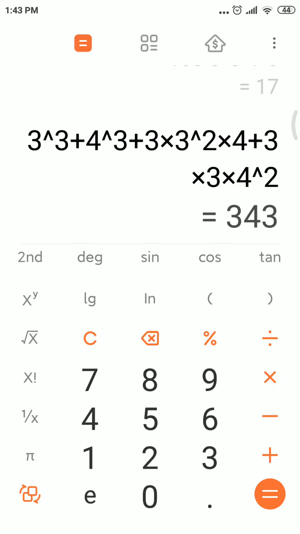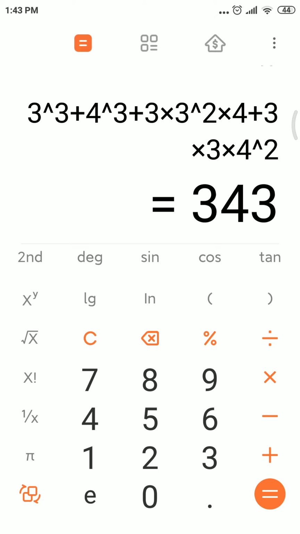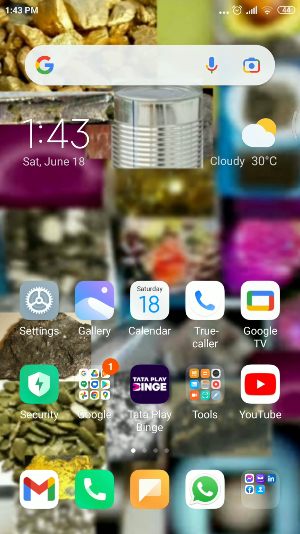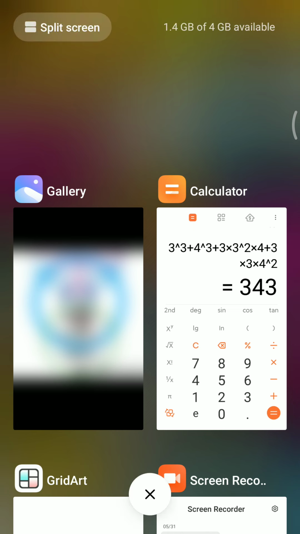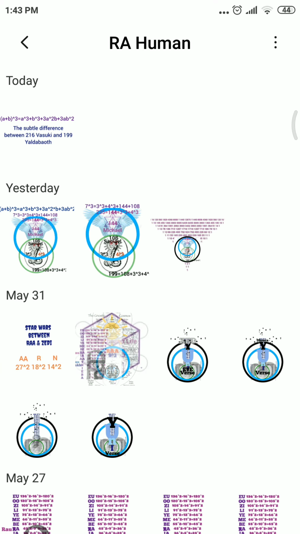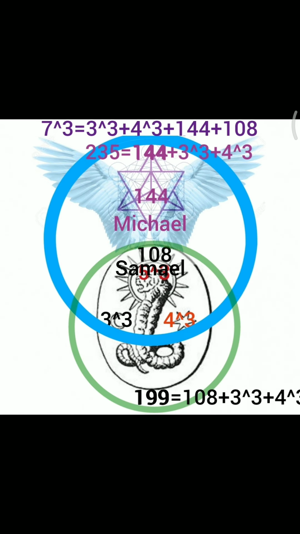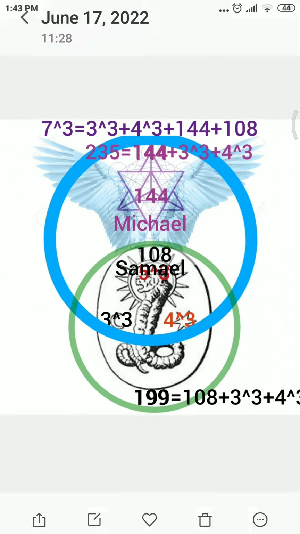This is the split we will get if you expand 7 cube using the (a + b) whole cube formula: 3 cube, 4 cube, 3 into 3 square into 4 plus 3 into 4 square, which gives you 343. Let us get back. So if you come back to this diagram, that is exactly what I have mentioned here: 3 cube, 4 cube, 144, 108.